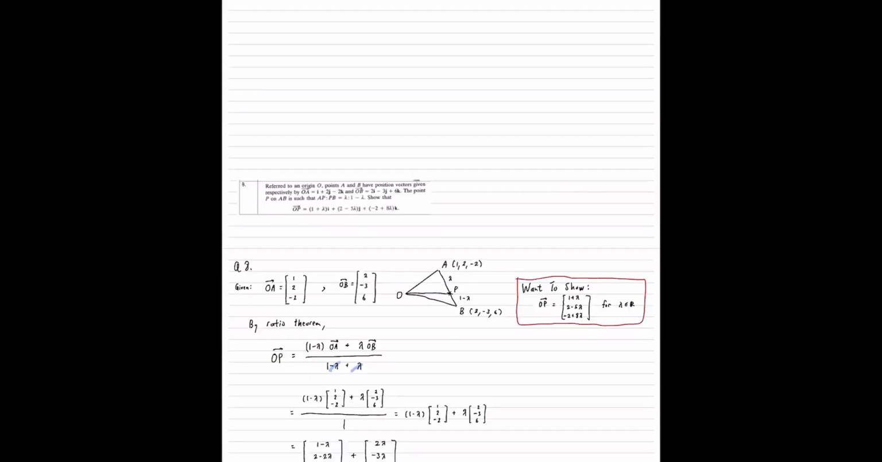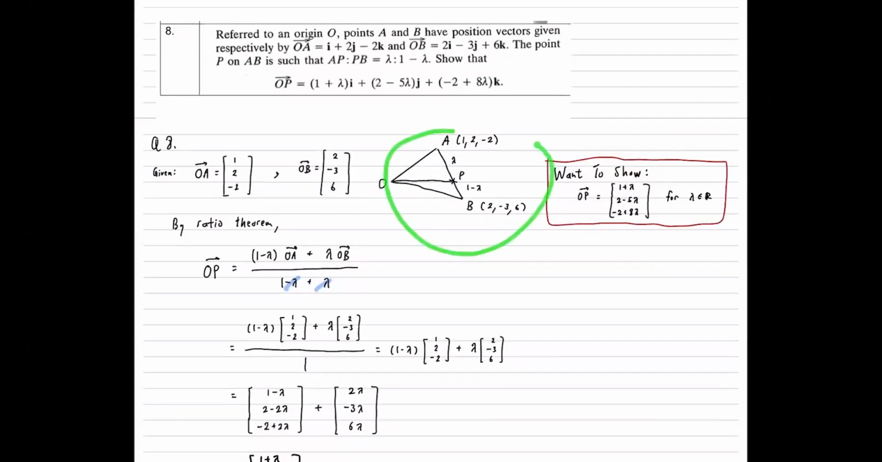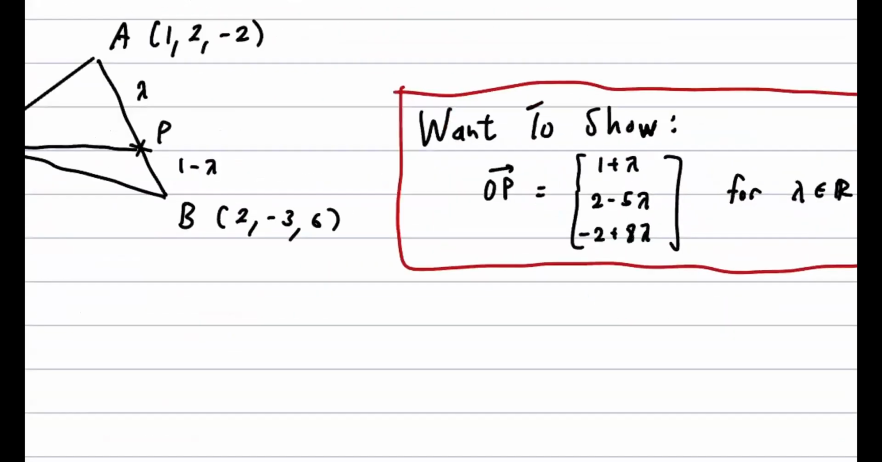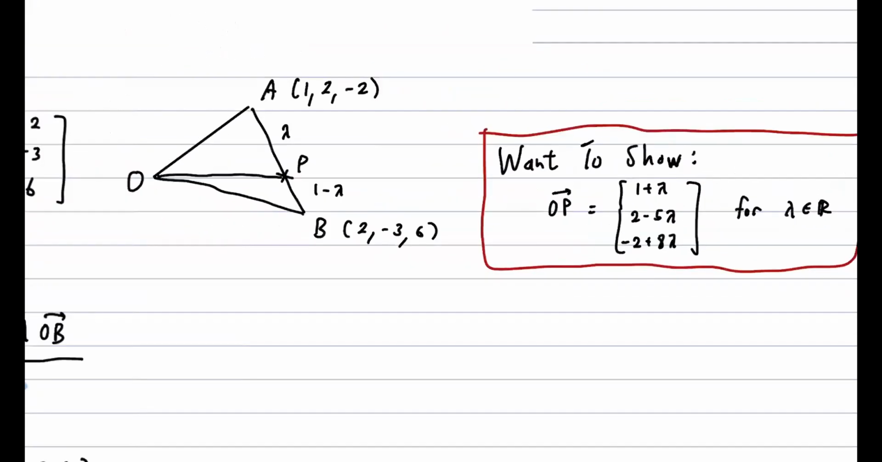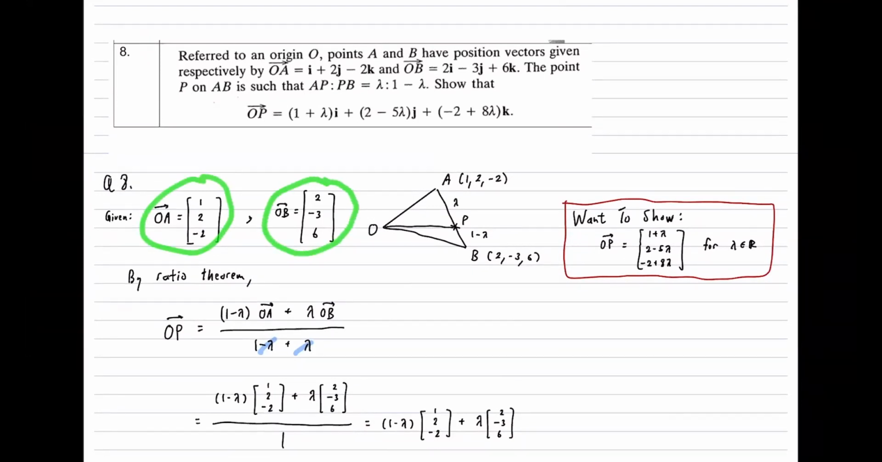I'll paste the question over here for reference. First, you draw the triangle. Then you label point A, point B, and a P in between. Ratio is lambda is to 1 minus lambda. You want to show that OP is 1 plus lambda, 2 minus 5 lambda, minus 2 plus 8 lambda. I'm going to show this. We're also given that vector OA is 1, 2, minus 2, and OB is 2, minus 3, 6. You know how to convert, right? From the IJK notation.